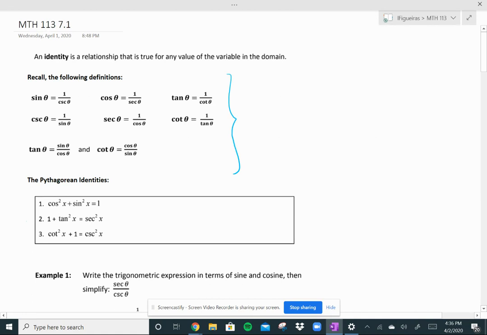In addition, you're going to want to make sure you know that the tangent of theta is equal to sine of theta over cosine of theta. And because tangent and cotangent are reciprocals of each other, cotangent of theta is cosine of theta over sine of theta. So all those should be memorized.